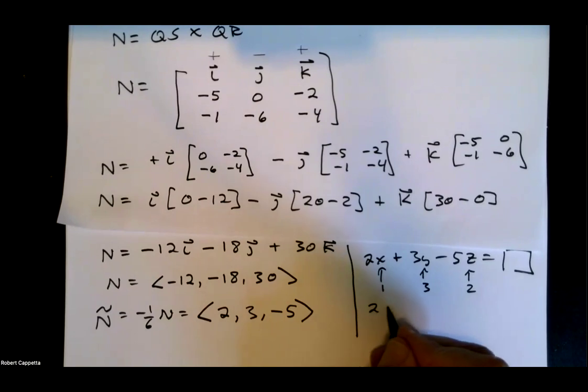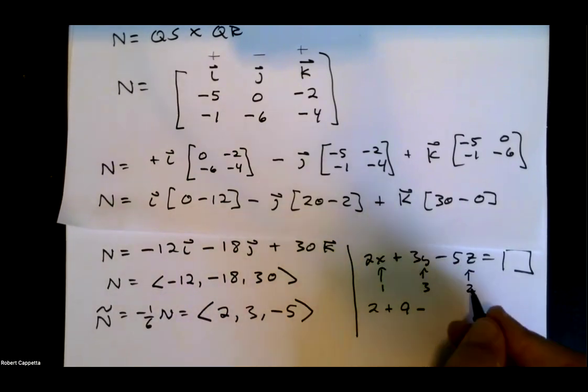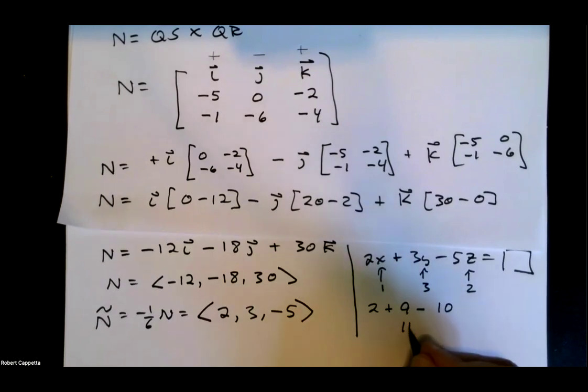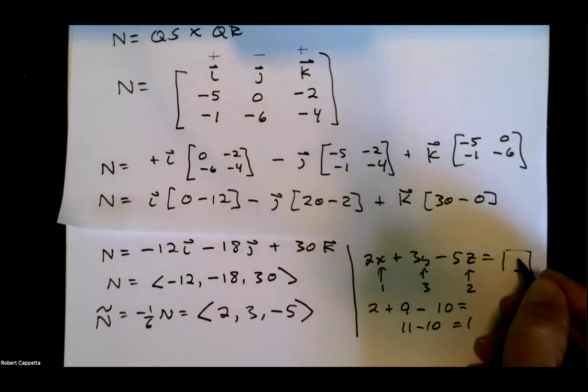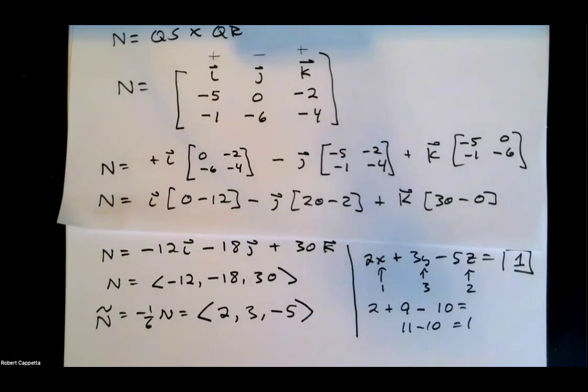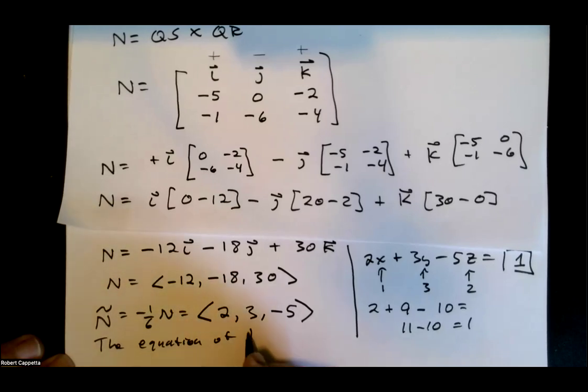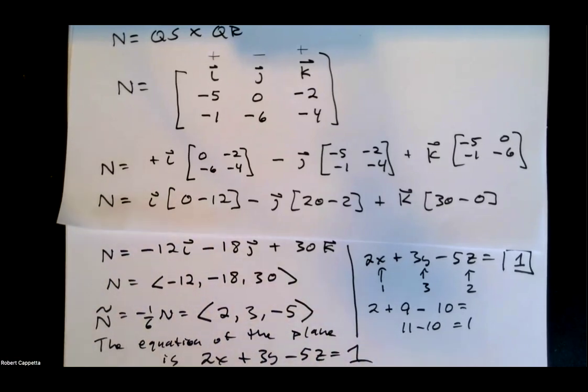What do we get? 2 times 1 is 2, plus 3 times 3 is 9, minus 5 times 2 is 10. 11 minus 10 is 1. The number that goes on the right-hand side should indeed be 1. So the equation of the plane would be 2x plus 3y minus 5z equals 1. The equation of the plane is 2x plus 3y minus 5z equals 1.